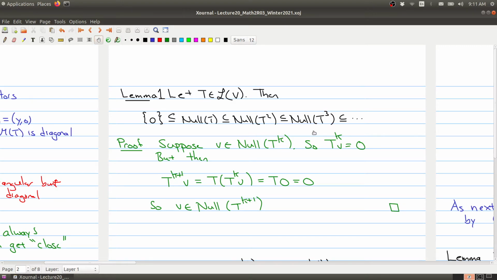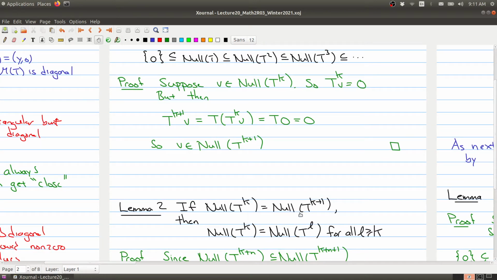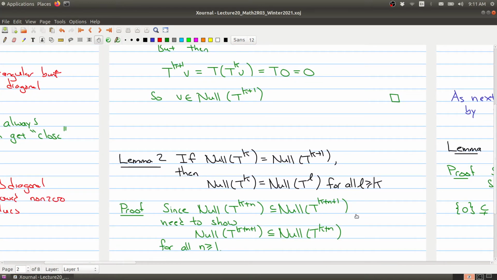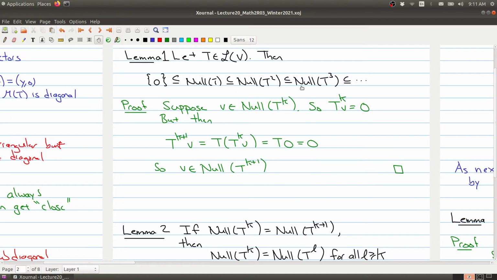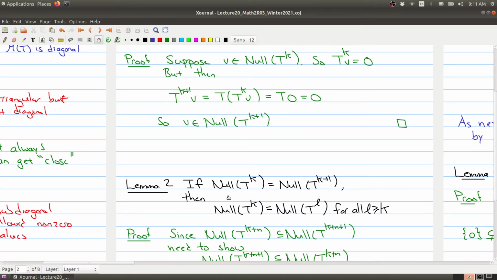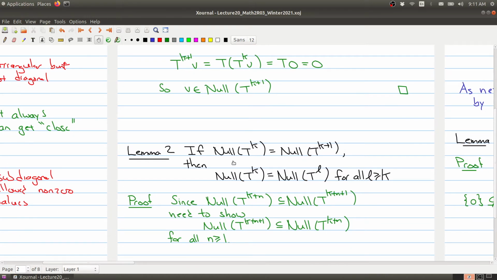So we have this ascending chain of subspaces. And the second lemma that we need says that if, when you go from the k step to the k plus 1 step, you suddenly get equality, then it stays equal from then on. So if the null space of T to the k is the same thing as the null space of T to the k plus 1, then the null space of T to the k is equal to null T to the l for any l bigger than k.